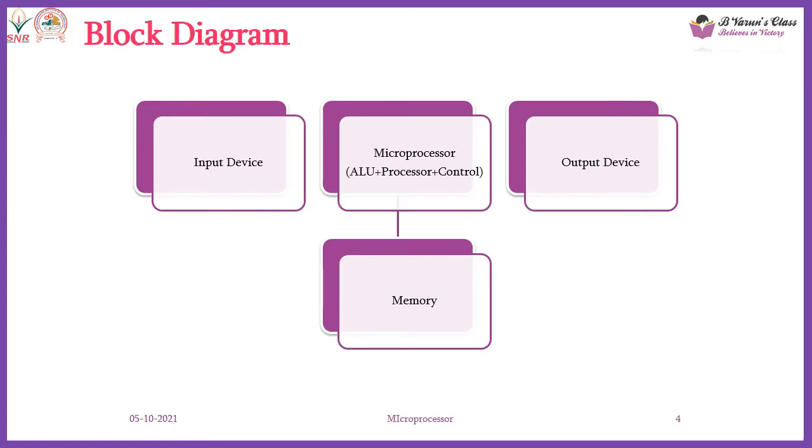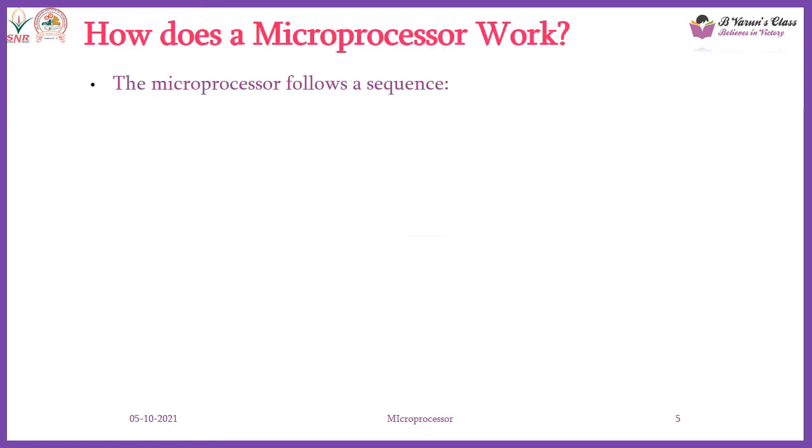All the data that we feed into the microprocessor through the input device is going to be processed in the ALU, and the corresponding output is going to be shown through the output media or output unit, and all this data is going to be stored in the memory device.